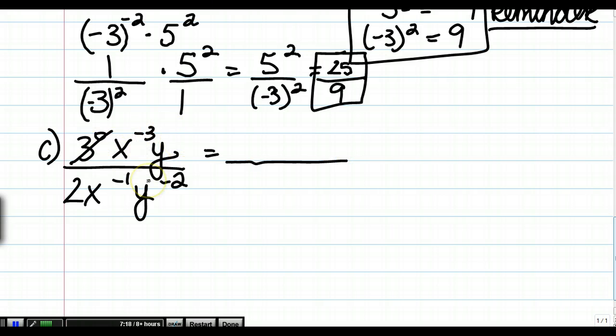And let's get rid of our negative exponents. Don't worry about what's on the bottom yet. We know that the x to the third is going to have to come on the bottom, and the y is going to stay on top because it's a positive.